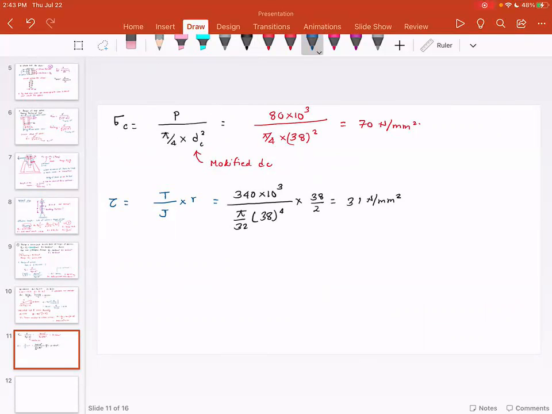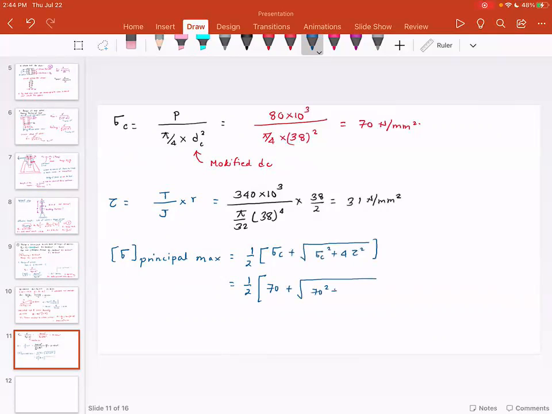And with that, we should be able to find out the maximum principal stress. That is 1/2 sigma c plus the square root of sigma c square plus four times 31 square. And once you solve this, this comes around 82 Newton per millimeter square. And this 82 is significantly less than 100. So design is safe. Any questions here?